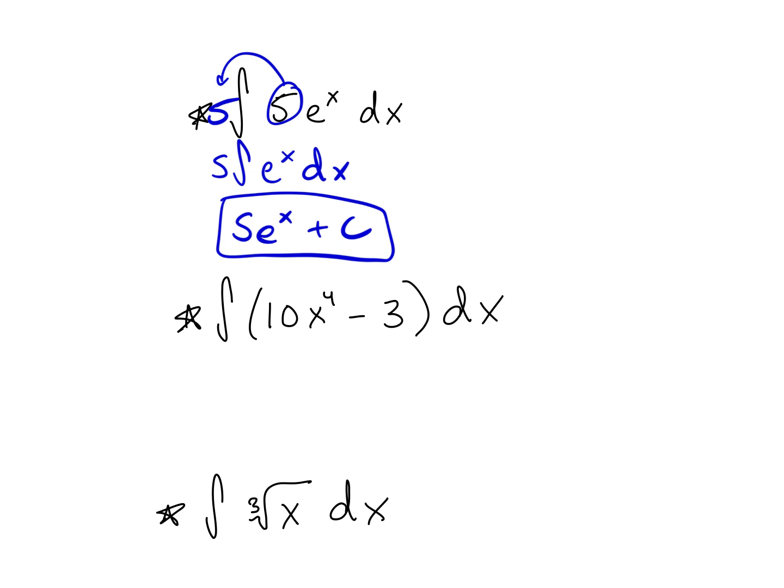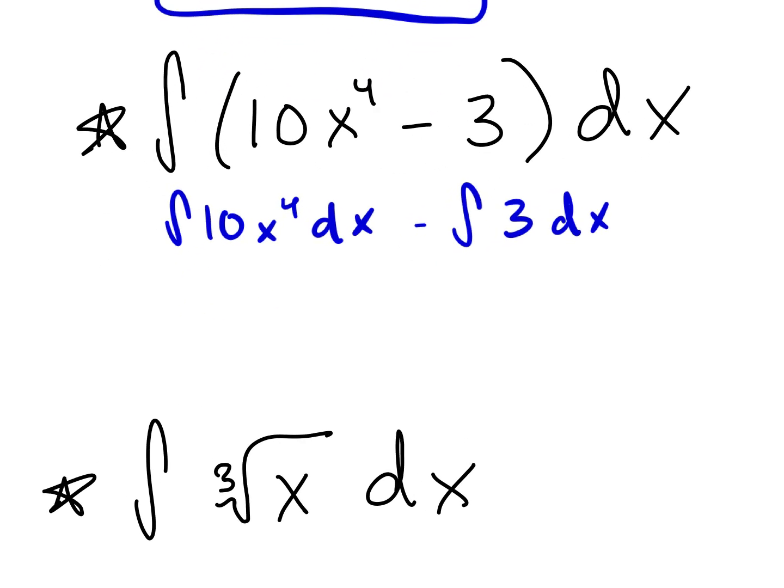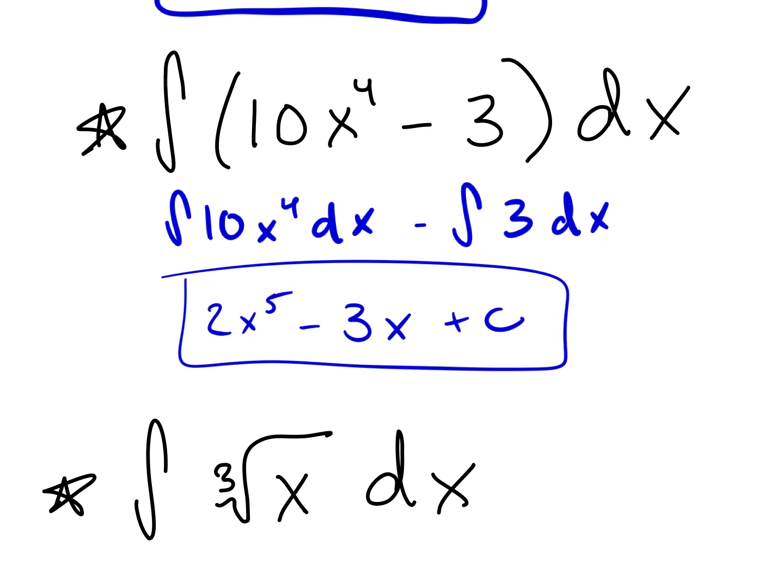For the next one, we can split this up. We can find the integral of 10x to the 4th power minus the integral of 3 dx. So I just put a dx on both of them, but we're just finding the antiderivative of each one separately. So we add 1 to the exponent and divide by our new exponent. So this would be 2x to the 5th power minus 3x plus c. And again, to check your work, you just take the derivative of this, see if you end up with the question.